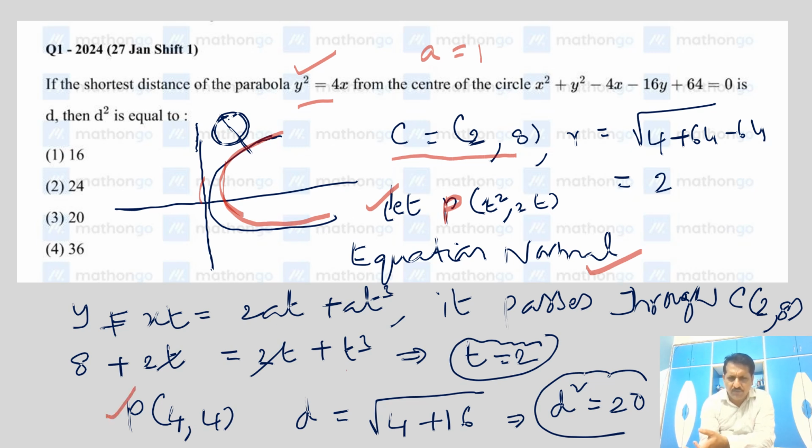So after getting (4, 4), I want to find the minimum distance between these two. I got the point on the parabola, that means (4, 4) here. So the distance from the center to this point is root over 4 plus 16, that is root over 20.